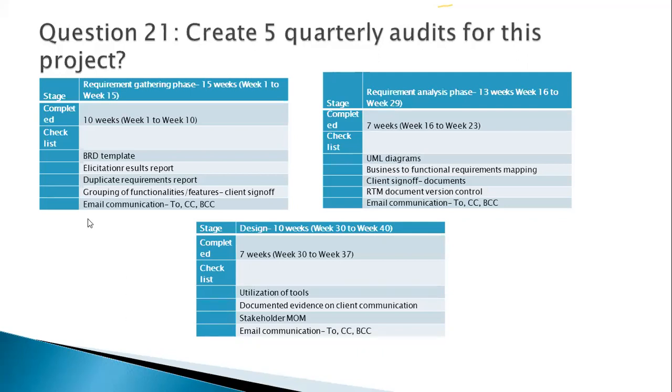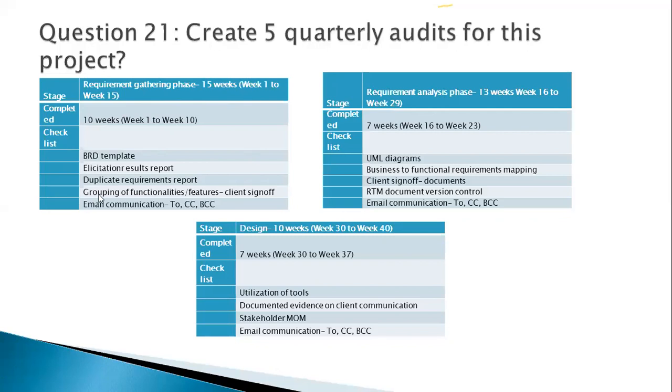I have taken one audit report for the requirement gathering phase. I said 15 weeks. Guys, how do you think I got this data, 15 weeks? From the Gantt chart. You remember I have created a Gantt chart, right? From there, I got this data. Okay, I said requirement gathering phase 15 weeks. How much is completed? 10 weeks of work is completed.